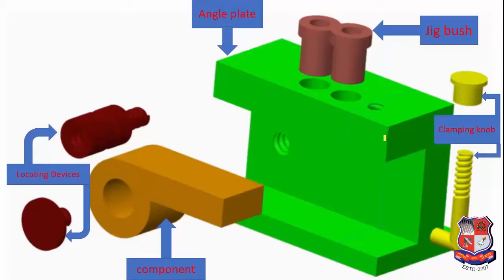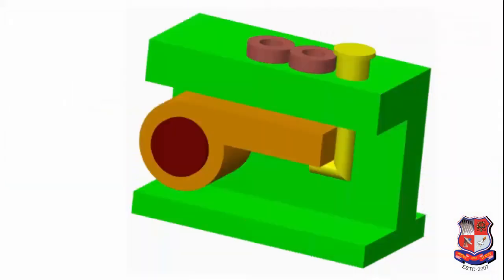So this is an angle plate in which this is a locating surface. Here we have used one locating device to locate this component, and we have used a clamping knob to clamp this component, and function of jig bush is to guide the drilling tool. Drill tool will pass through this hollow portion of jig bush and drill 2 holes at certain distance. So this is an assembly of a component, an angle plate jig.